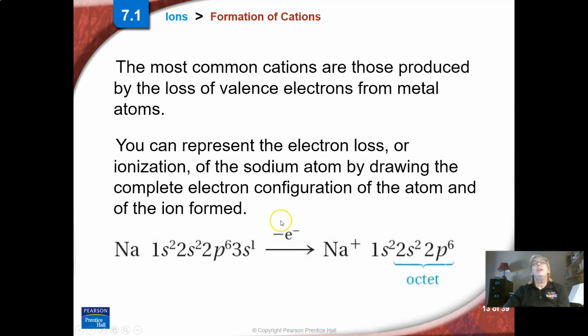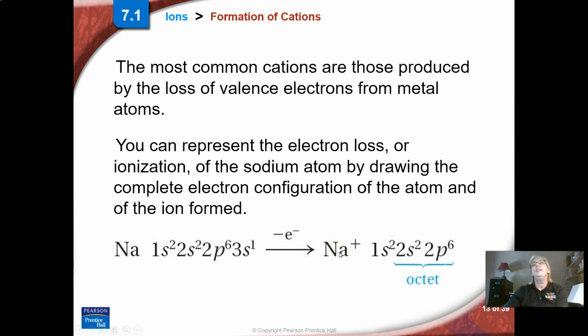It's going to lose 1 electron because then it will feel like it has a full octet. So then the second shell is totally filled with 8 electrons. So 2 plus 6 makes 8. This is an octet. So that's why sodium loses 1 electron, and when it does, it looks like this. It's a cation with 1 positive charge because it lost 1 negative.